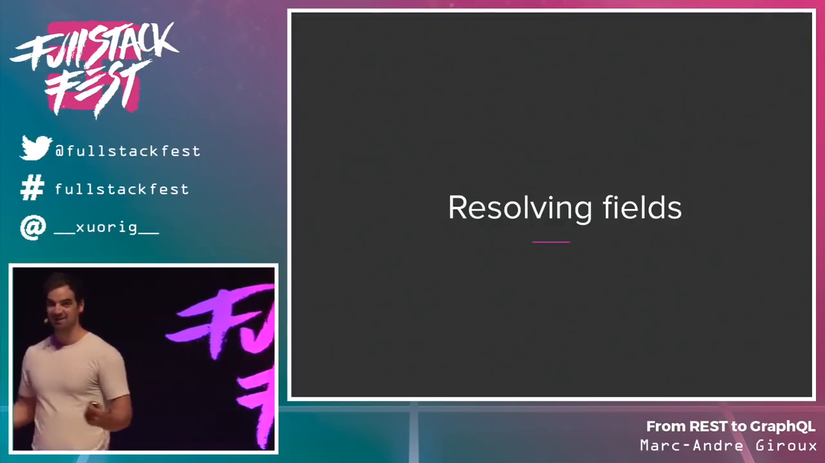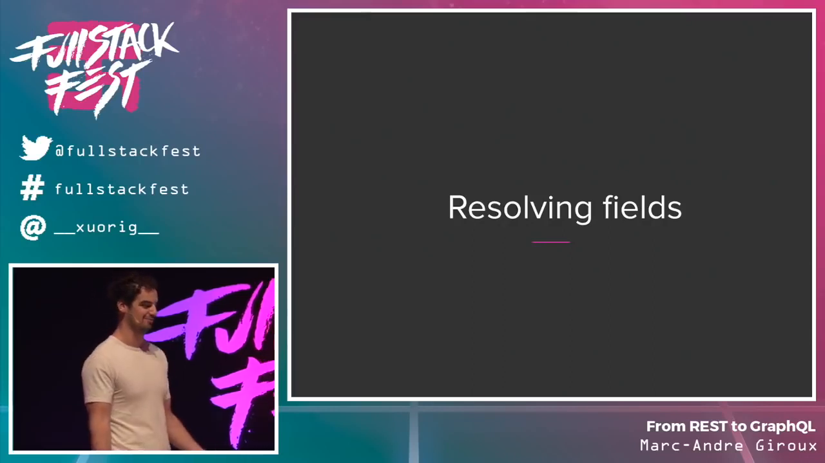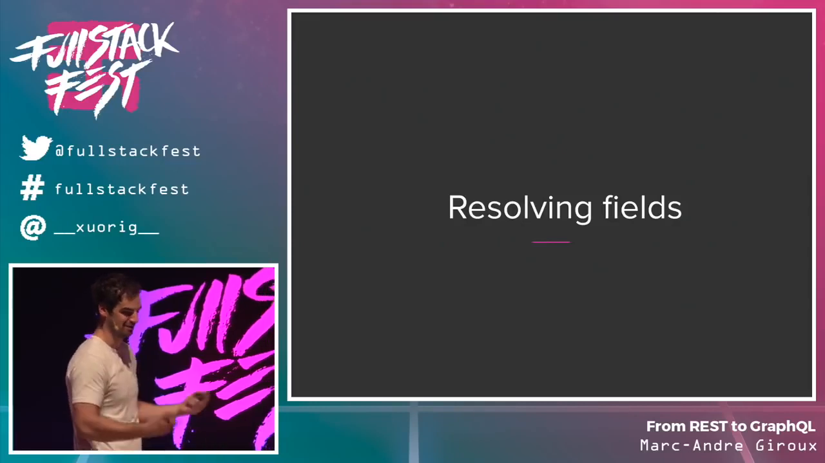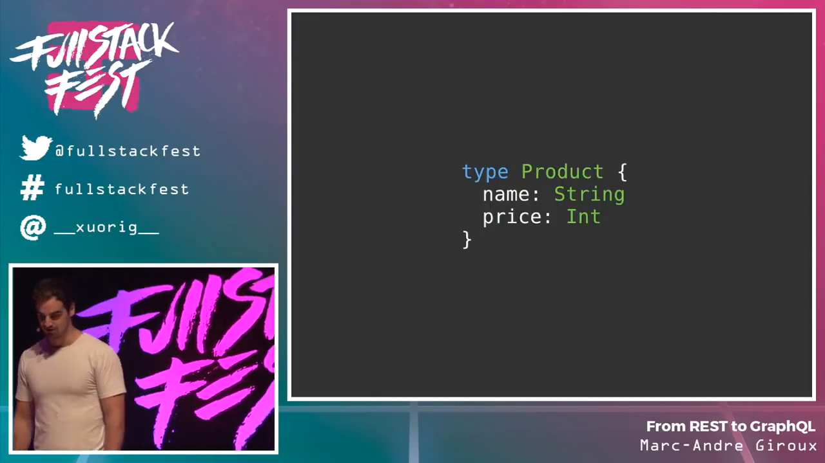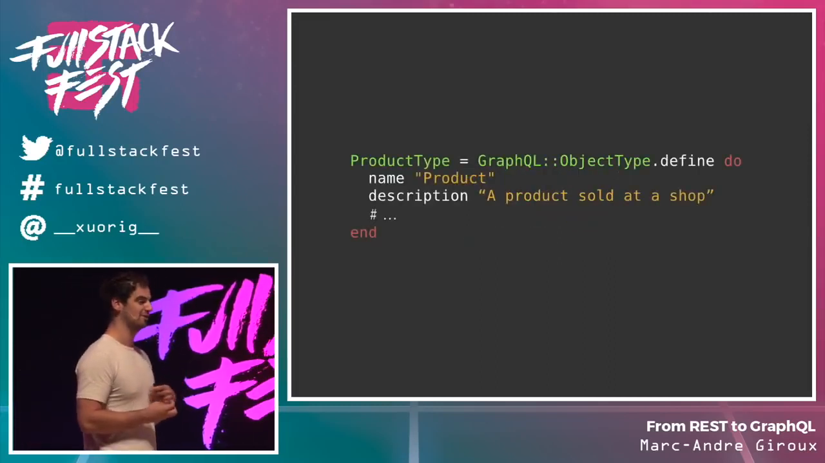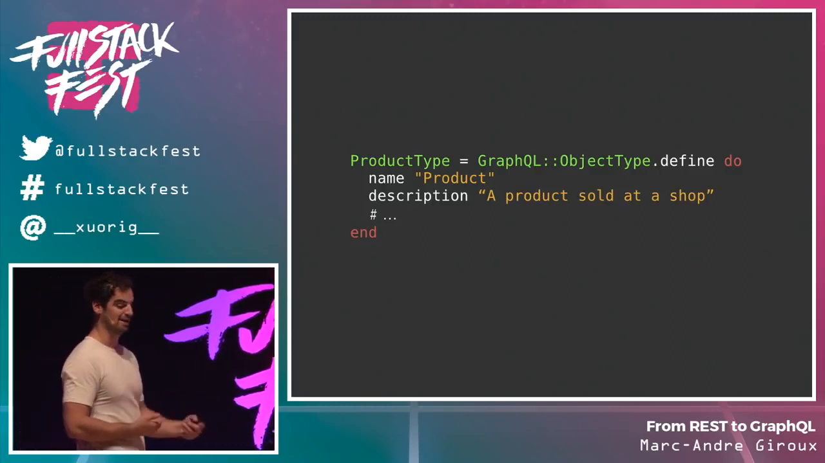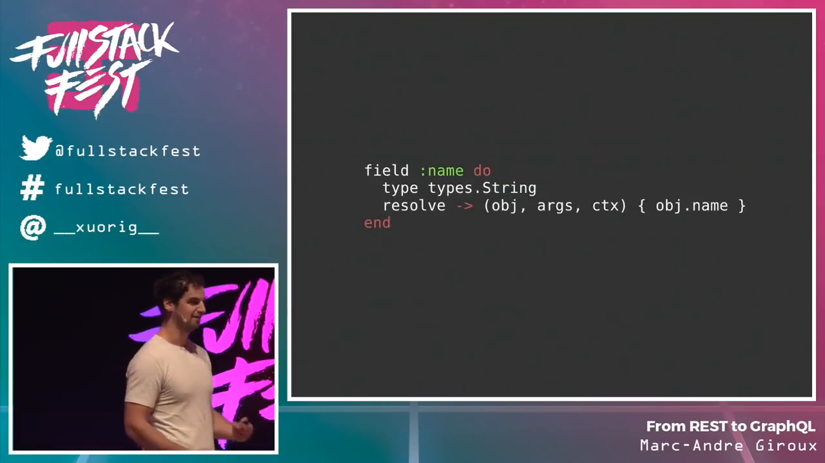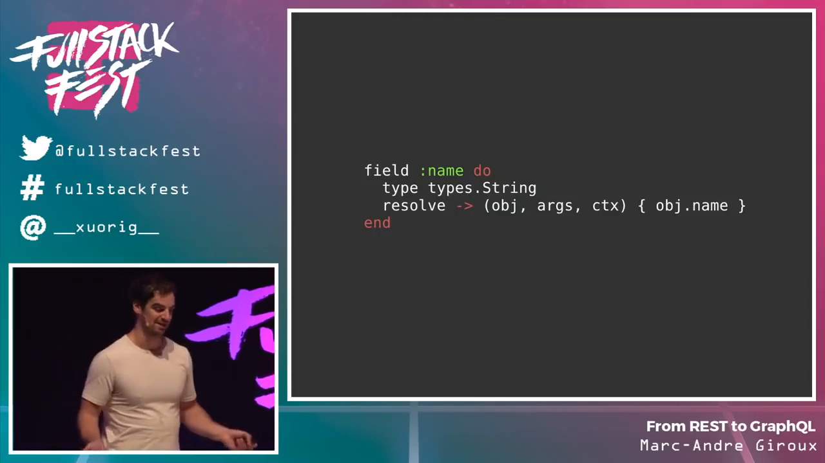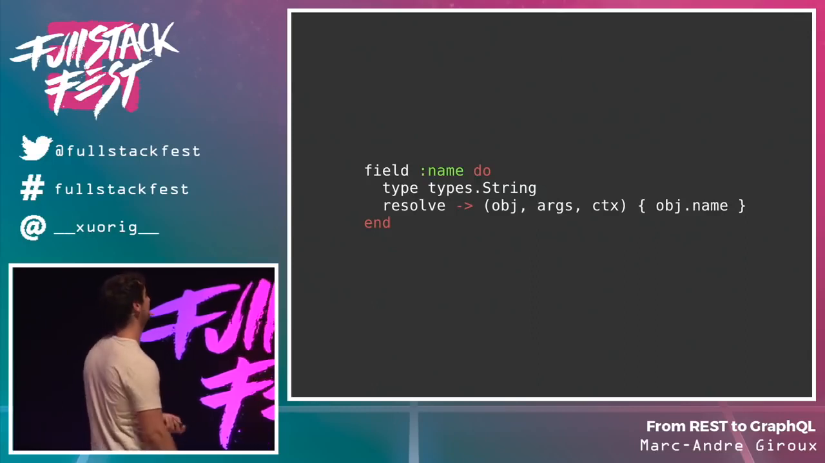So, resolving fields. So far, we've talked about fields and object types, but we have actually no idea what happens on the server. You don't just pass in a schema and a query and you get magic data, right? So if we take, for example, the product type, this is an example of how you define it in Ruby. So it's an object type. We give it a name and a description, and we can define fields on it. So fields are really just simple functions in the end. They expose something called resolve, and in resolve, you do whatever you want.